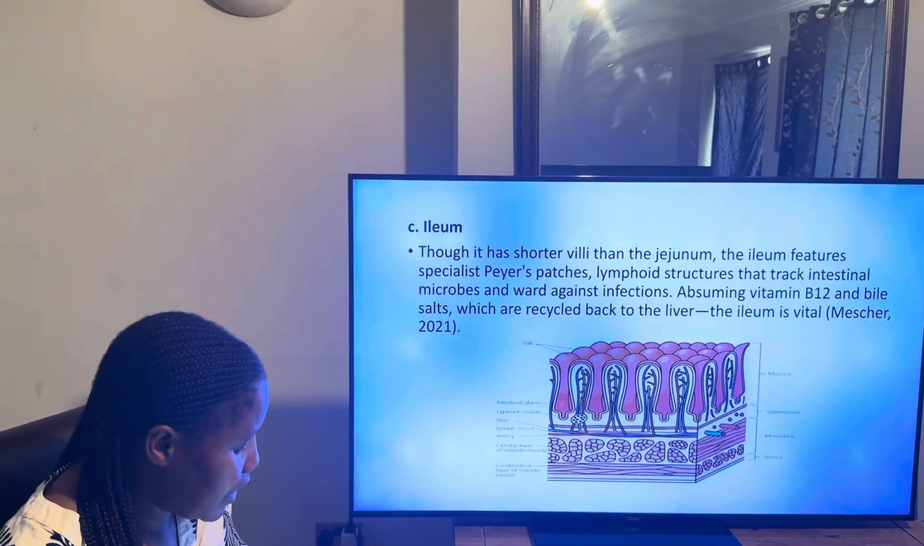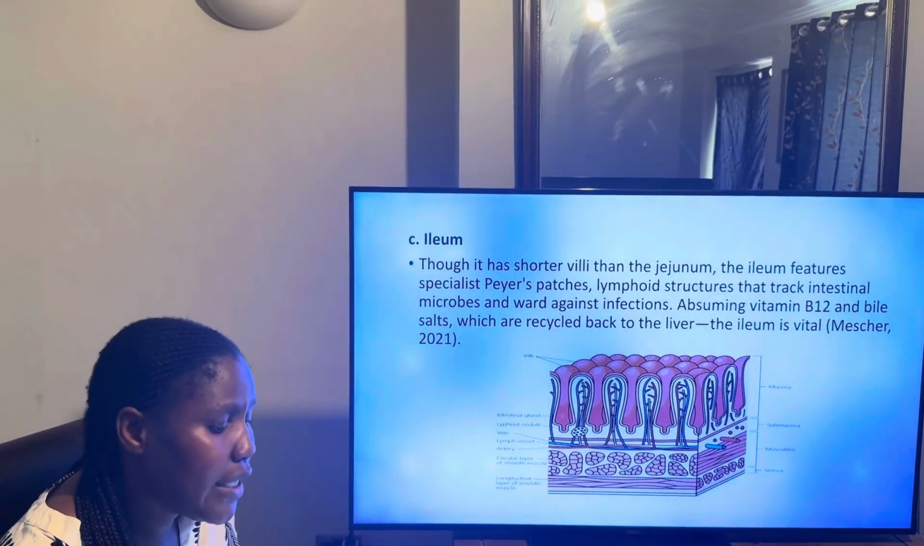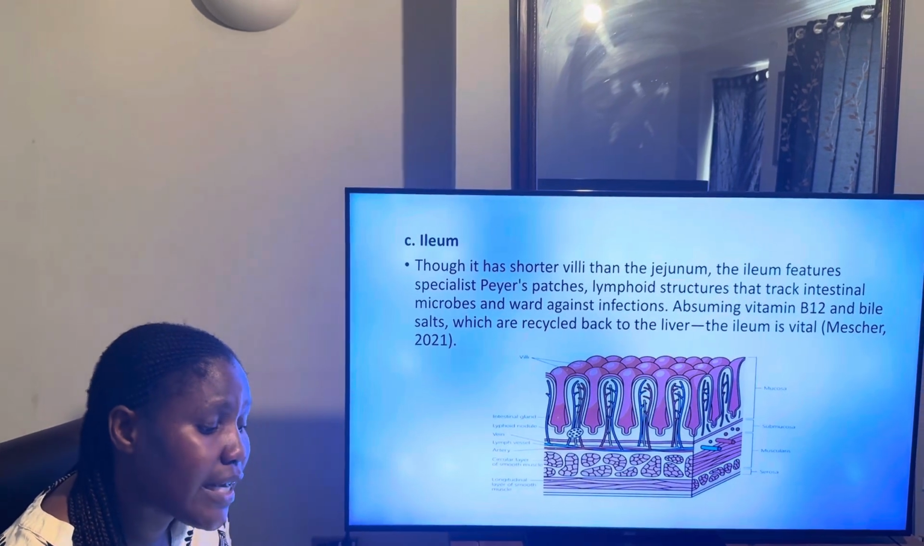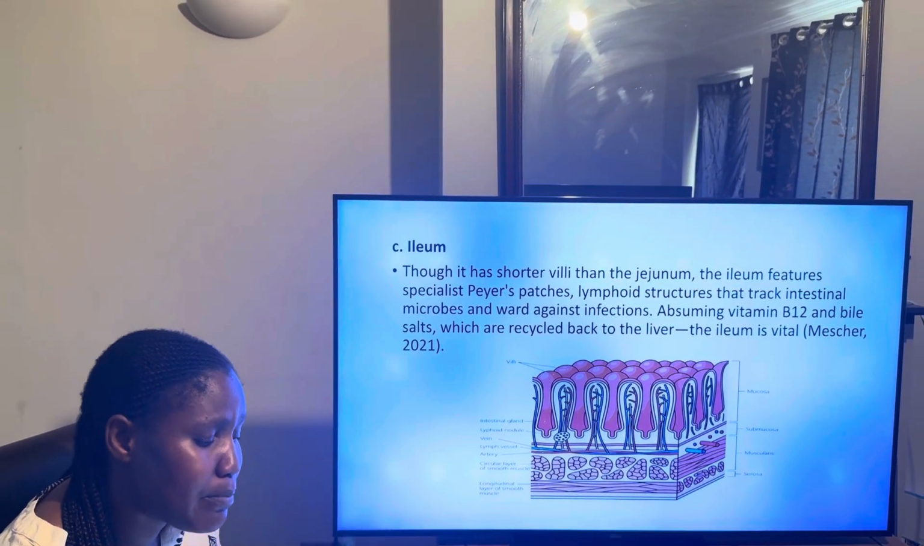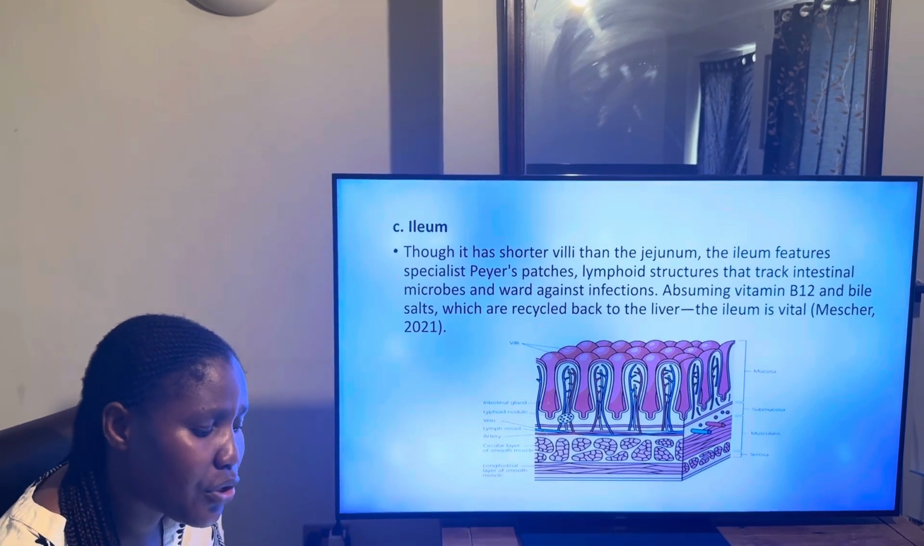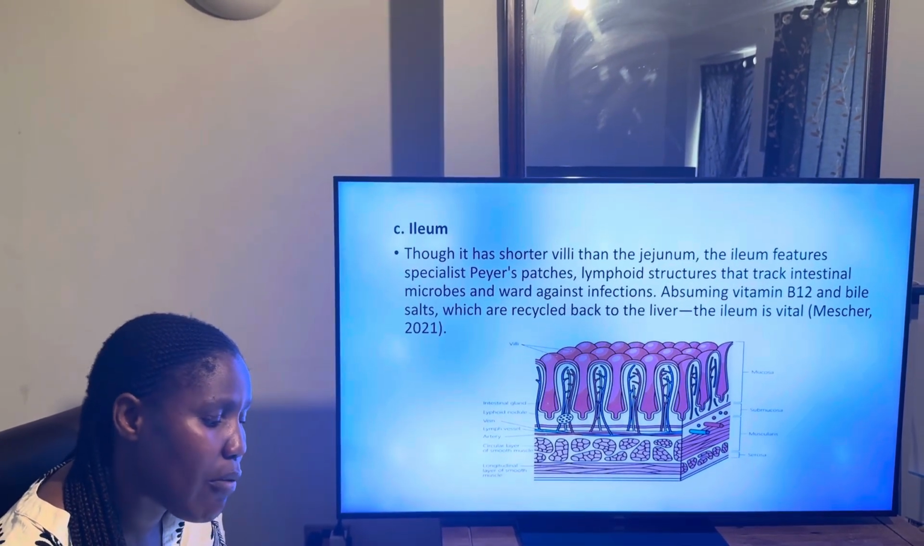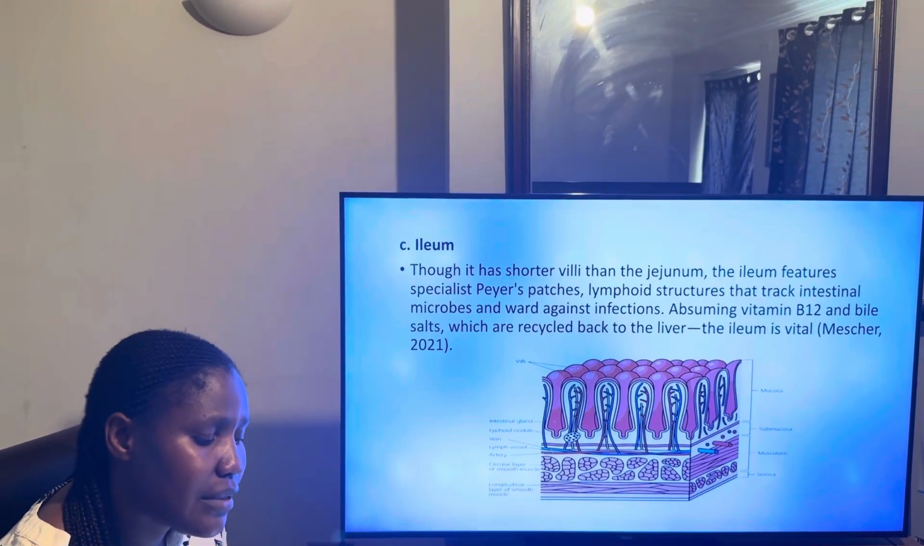We move on to the ileum. Though it has shorter villi than the duodenum, the ileum features specialized Peyer's patches, lymphoid structures that track intestinal microbes and ward against infections.